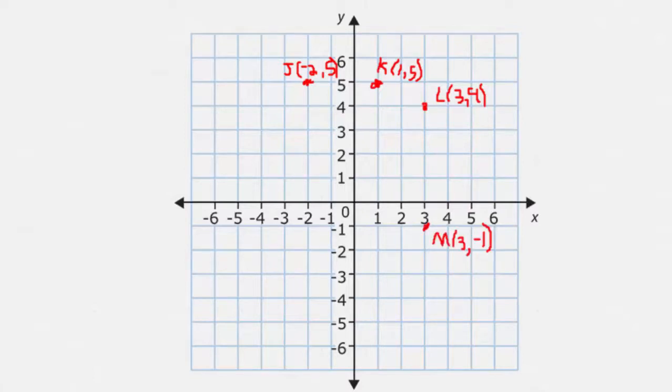Then determine whether segment JK and segment LM are congruent. So I am going to draw a segment. Again, please excuse me. It's supposed to be straight even if it doesn't look straight. Sorry, it's just the equipment I am using.